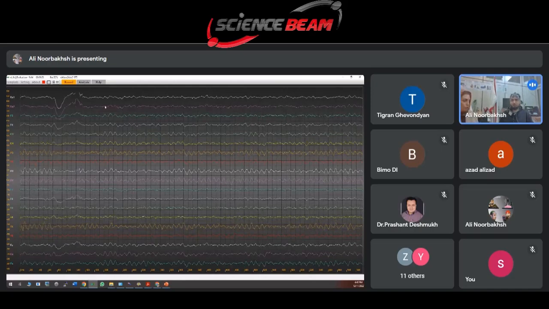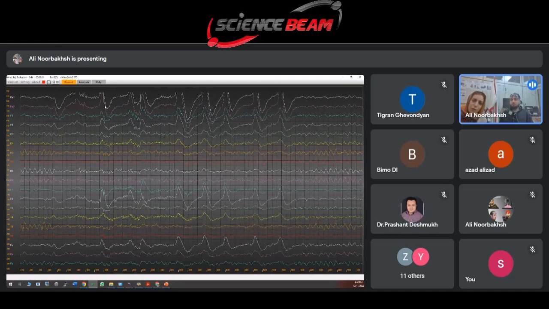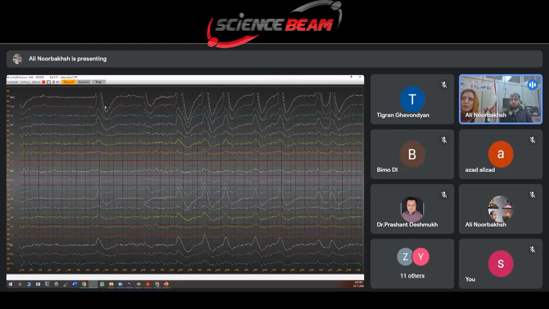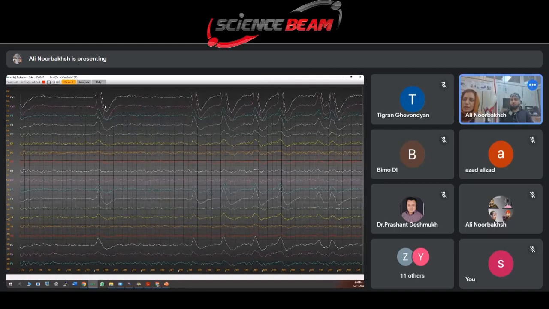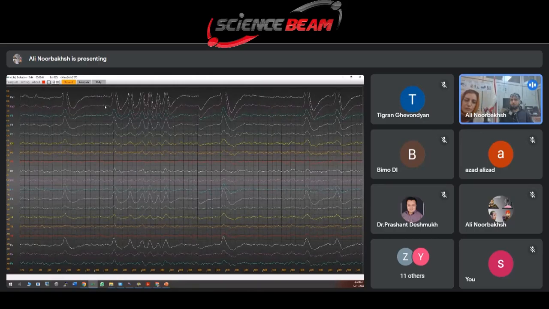Please open your eyes and eye blink. Please eye blink. Can you see the eye blink on FP1, FP2, F3, F4, F7 and F8 and FZ? This is an eye blink.